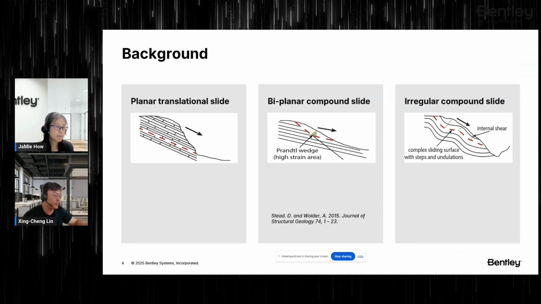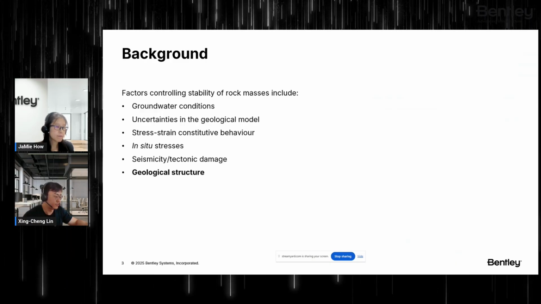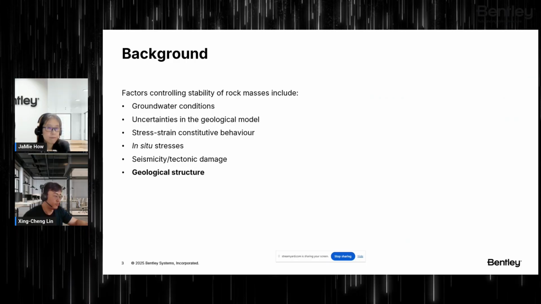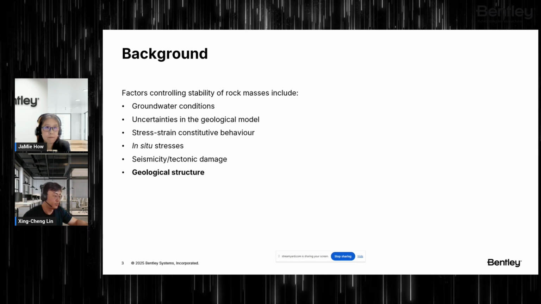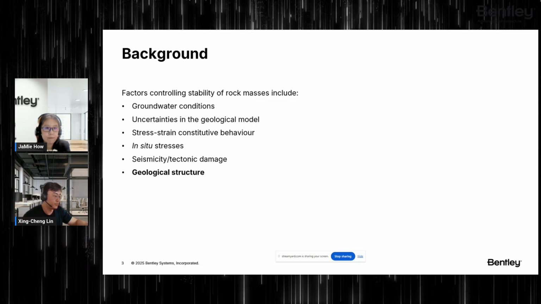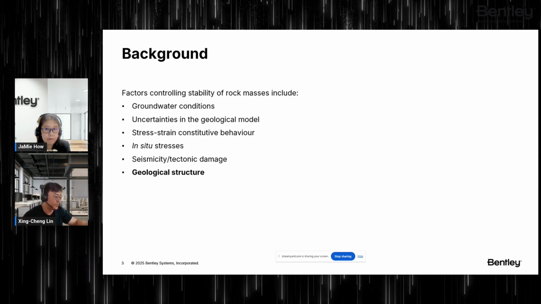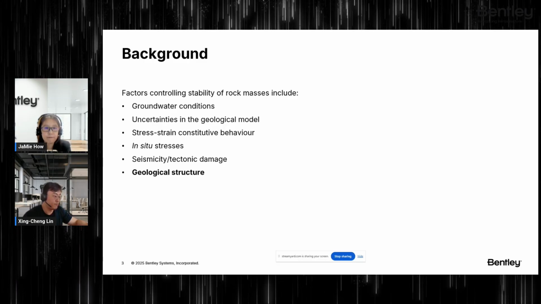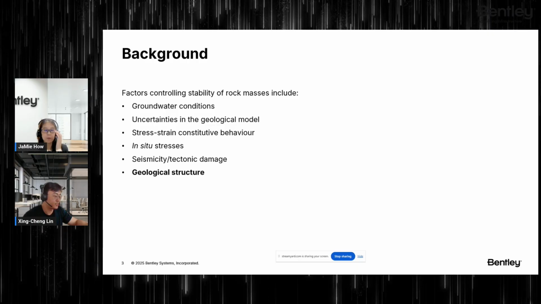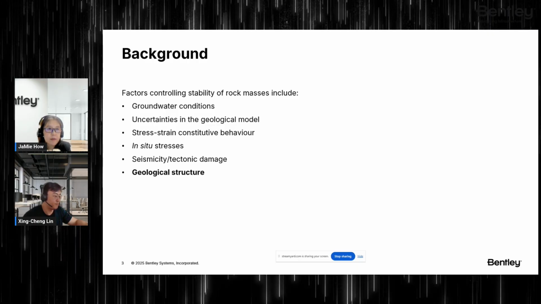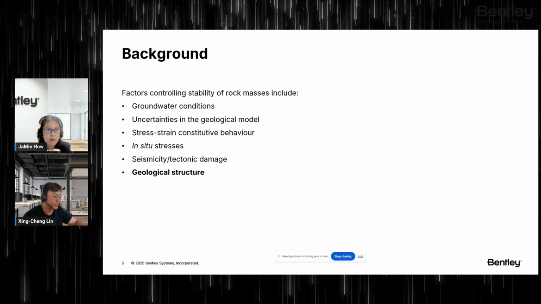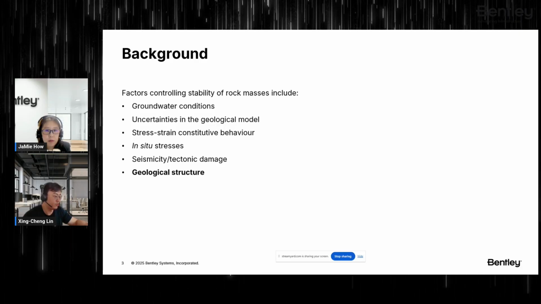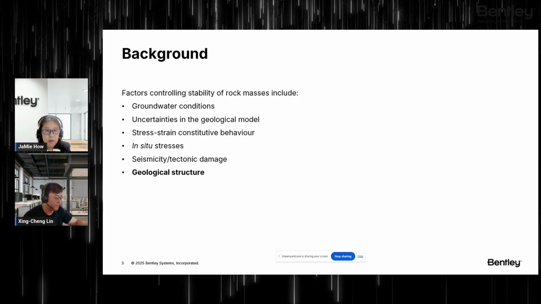So there are several factors that control the stability of slopes in rock masses, such as natural hill slopes. First, groundwater flow and pore pressure are often critical. And uncertainties in the geological model can also be very important, especially given the complex geological systems found in many open pit operations. In some scenarios, the stress-strength constitutive behavior of the rock mass must also be considered.